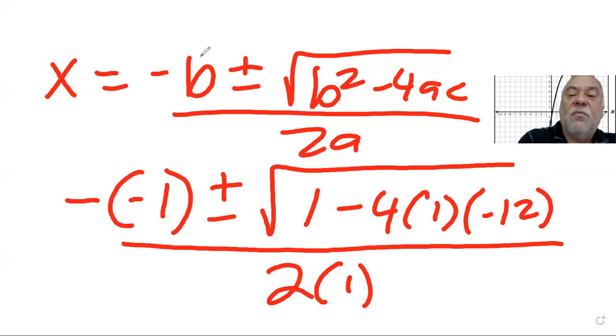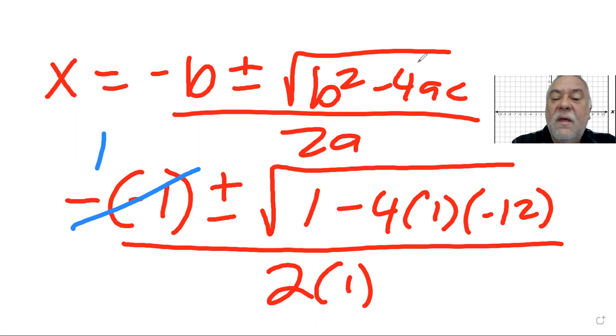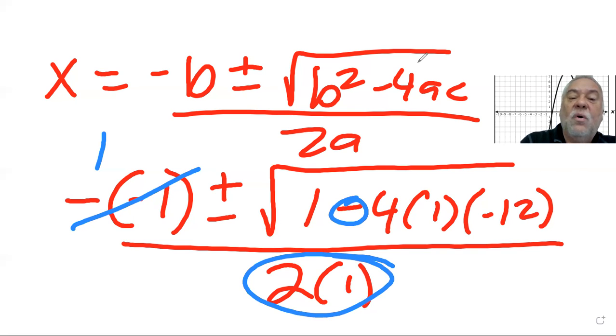Okay, so now if we start simplifying over here, this term on the left, negative 1 is positive 1. Okay, so this becomes a positive 1. And 4 times 1 times negative 12 is negative 48, but it has a negative sign in front of it. So it becomes positive 48. So 1 plus 48 is 49. So we get 1 plus or minus the square root of 49, and this is just 2.